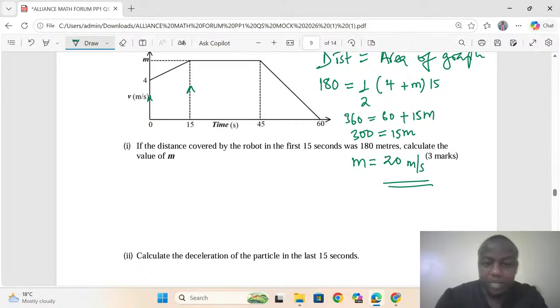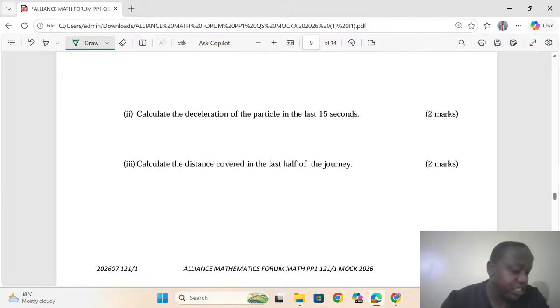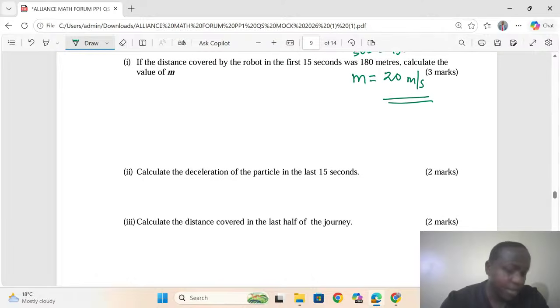20 meters per second. Can we check Roman 2 of the same question? Are we together up to that point?